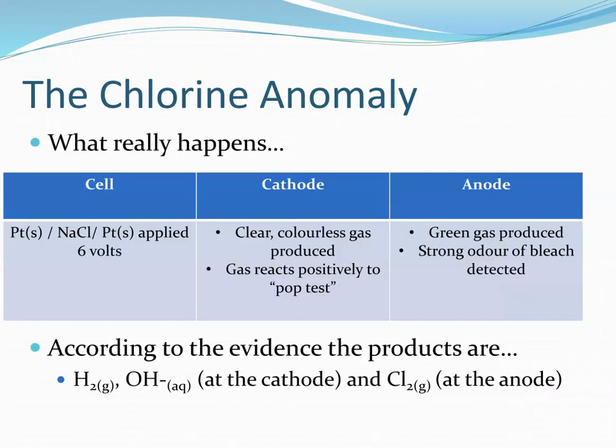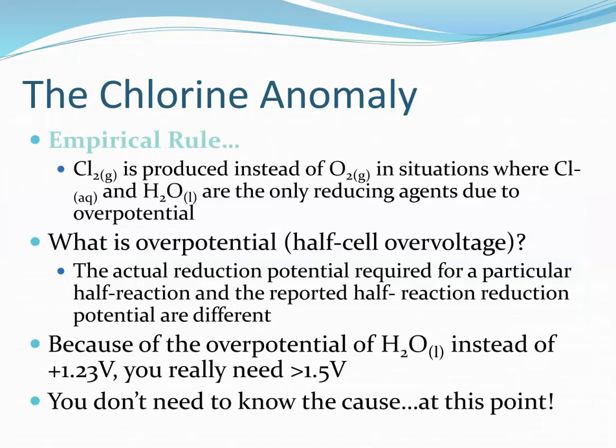When the reaction takes place, though, a green-colored gas that smells like bleach is produced at the anode. This product is likely to be chlorine gas. This leads us to the chlorine anomaly. It accounts for the difference between expected and actual results when chlorine ions and water are the only reducing agents.